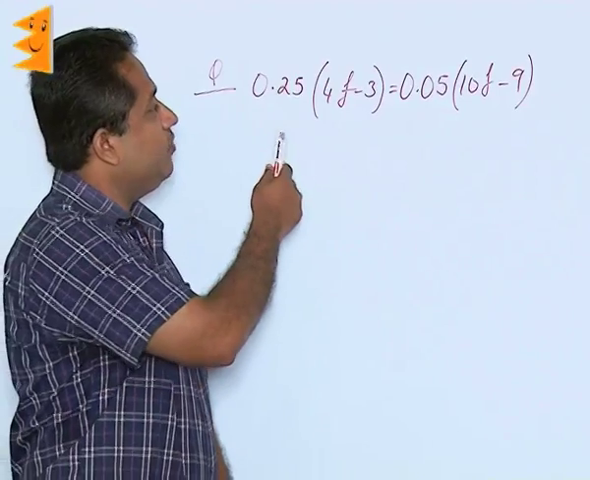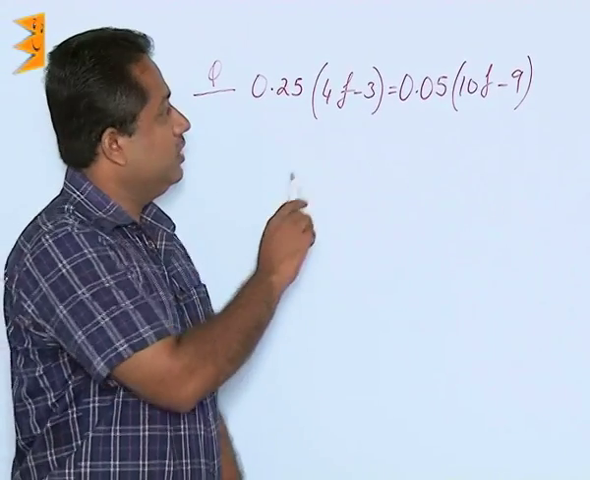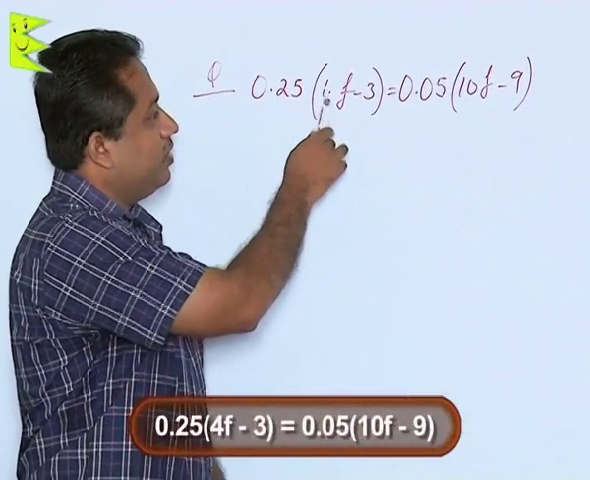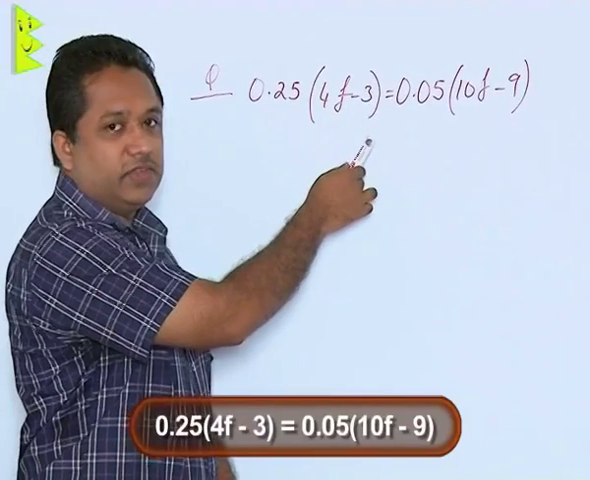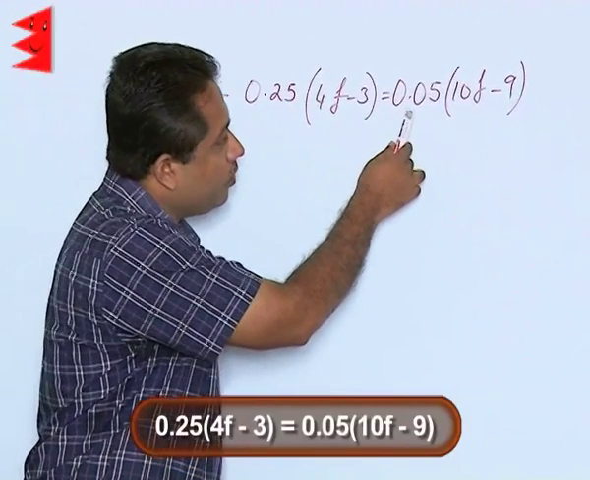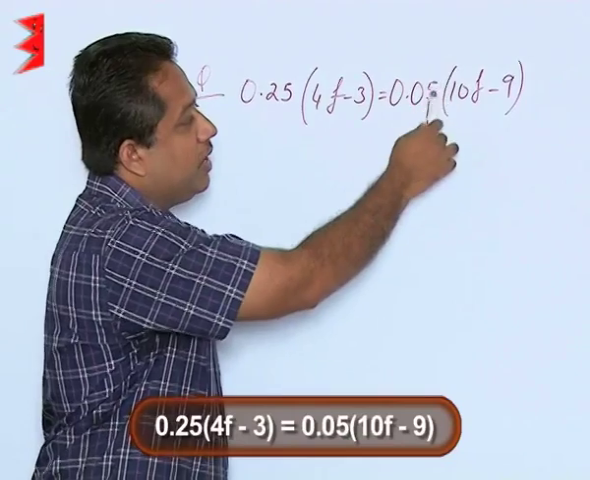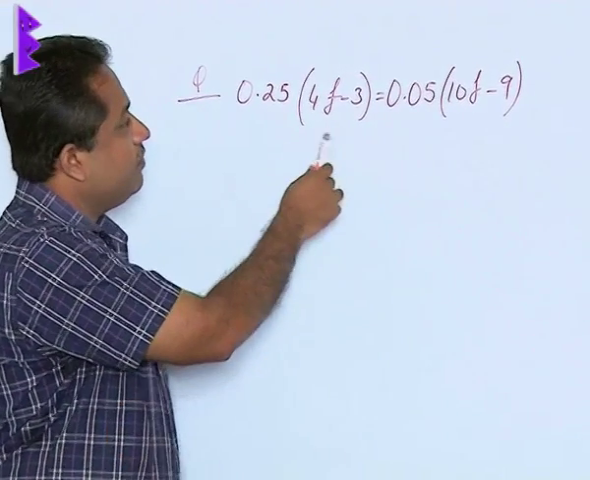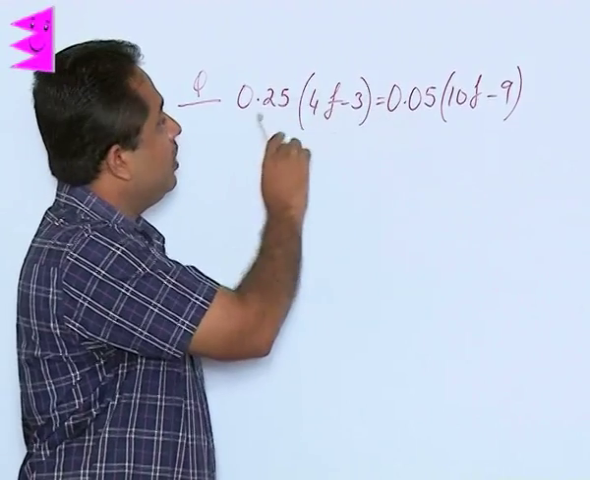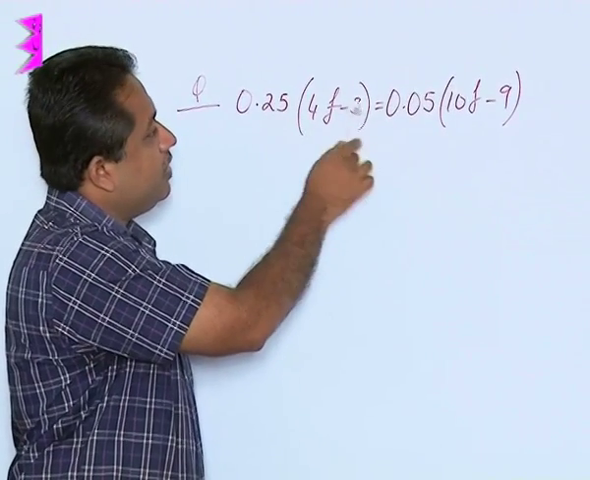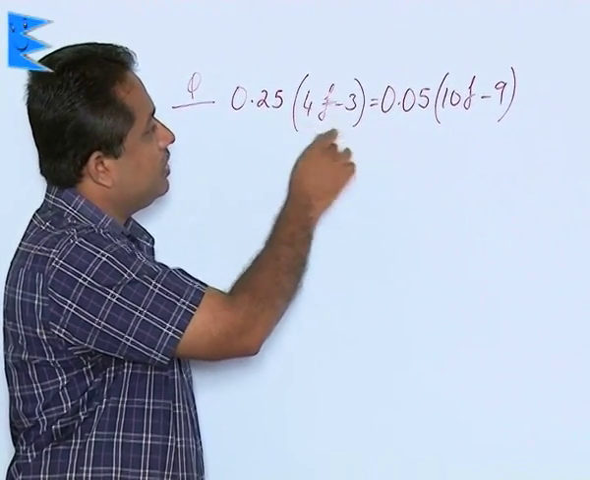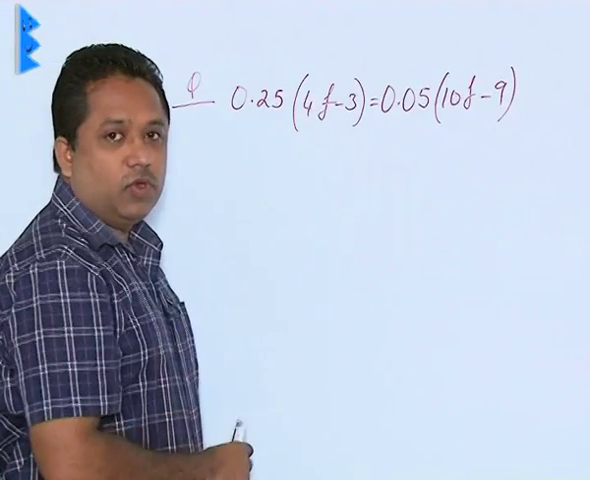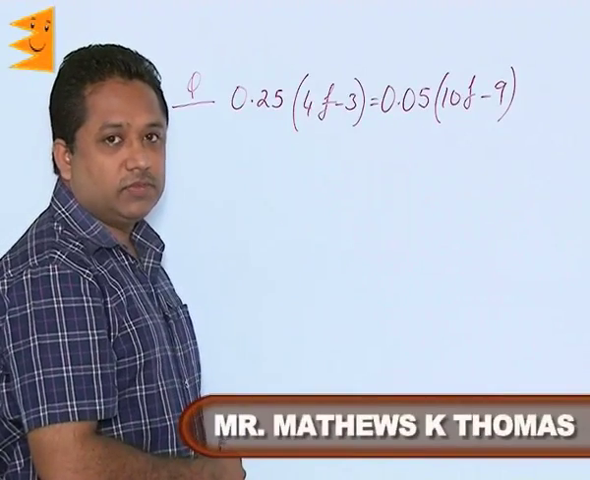This is a question involving decimals. 0.25 multiplied by (4f minus 3) is equal to 0.05 multiplied by (10f minus 9). In this question, we find that there is an LHS and an RHS, and there is a decimal on the LHS and a decimal on the RHS. So, what will be the procedure for solving this?